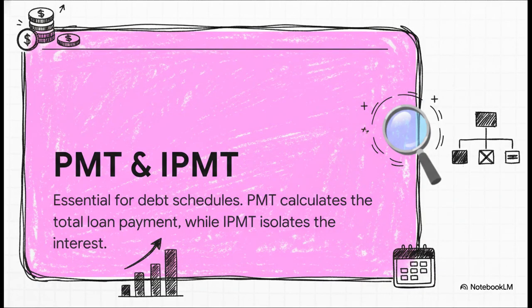Now, if you're ever dealing with loans or mortgages, these two formulas are your new best friends. PMT calculates that total monthly payment, the whole shebang. Then IPMT comes in and lets you see exactly how much of that one specific payment is just going toward interest. You put them together, and you can build a complete loan amortization schedule from scratch.